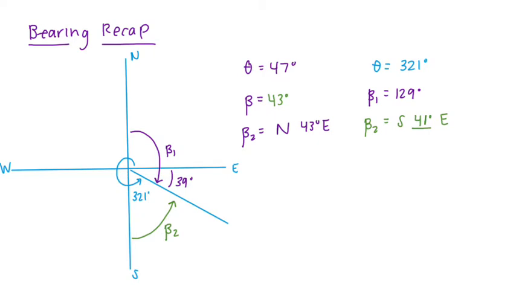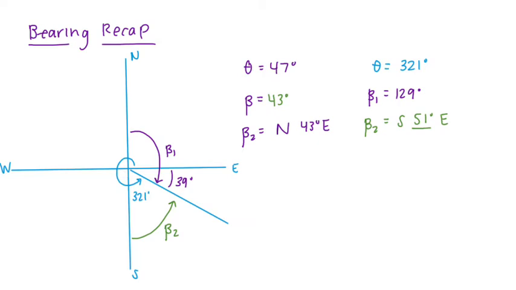Not 49, sorry. 51, not 41. There we go. Okay, so 90 minus 39 degrees gives us 51 degrees. So south 51 degrees east, that's our second method of bearing. Okay, we're going to use these today.